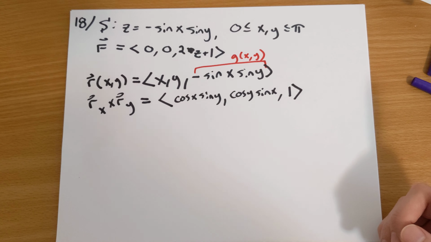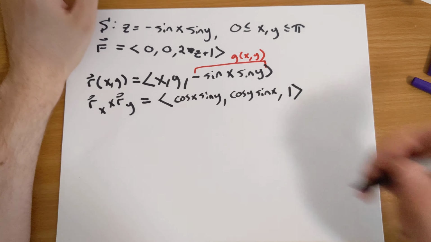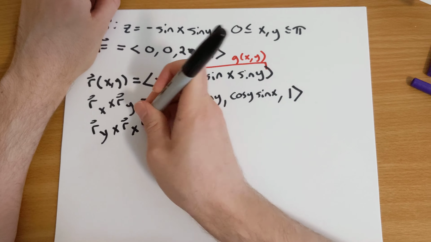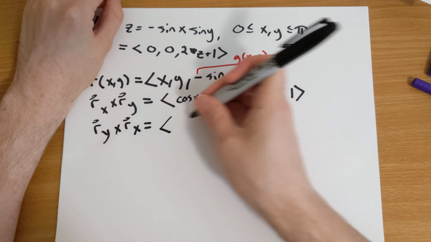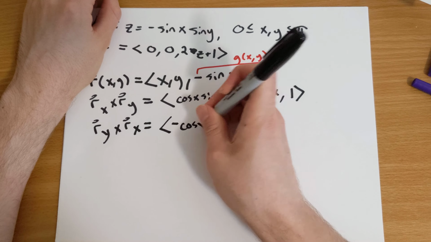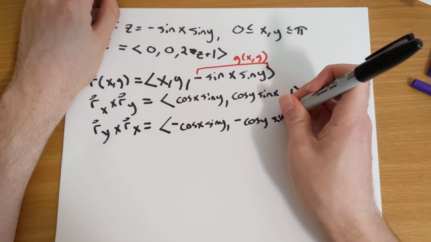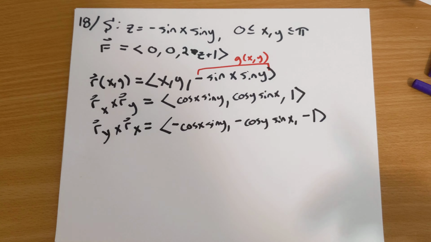How do we account for this? We're going to account for this by switching the signs here. So we switch the order that we do the cross product. That slaps a negative sign on every single component here. Negative cosine x sine y, negative cosine y sine x, and negative 1. And now this is oriented going downwards.